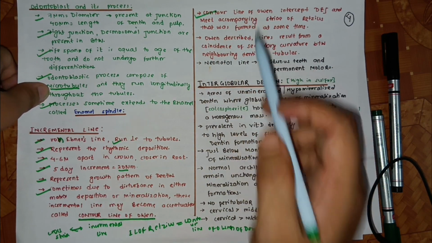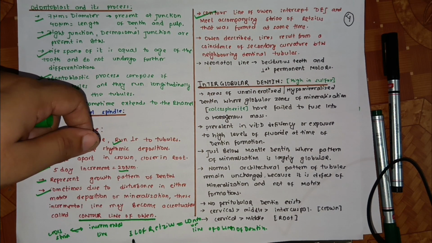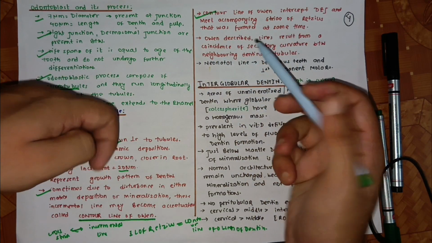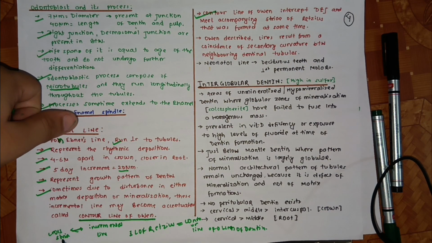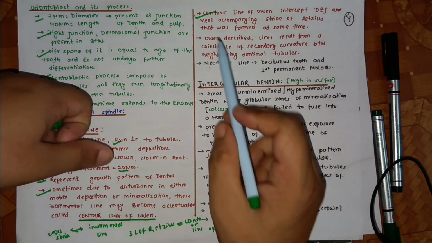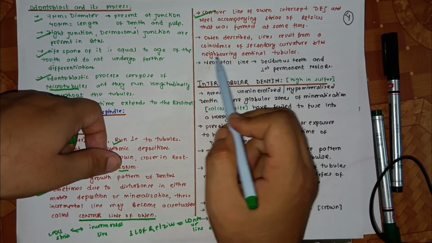This is very important. The contour line of Owen of the dentin and the incremental line of Retzius are both analogous, and if they are formed at the same time, they accompany each other by crossing the dentinoenamel junction. Similarly, the cross striations are analogous to von Ebner's lines, the incremental lines.